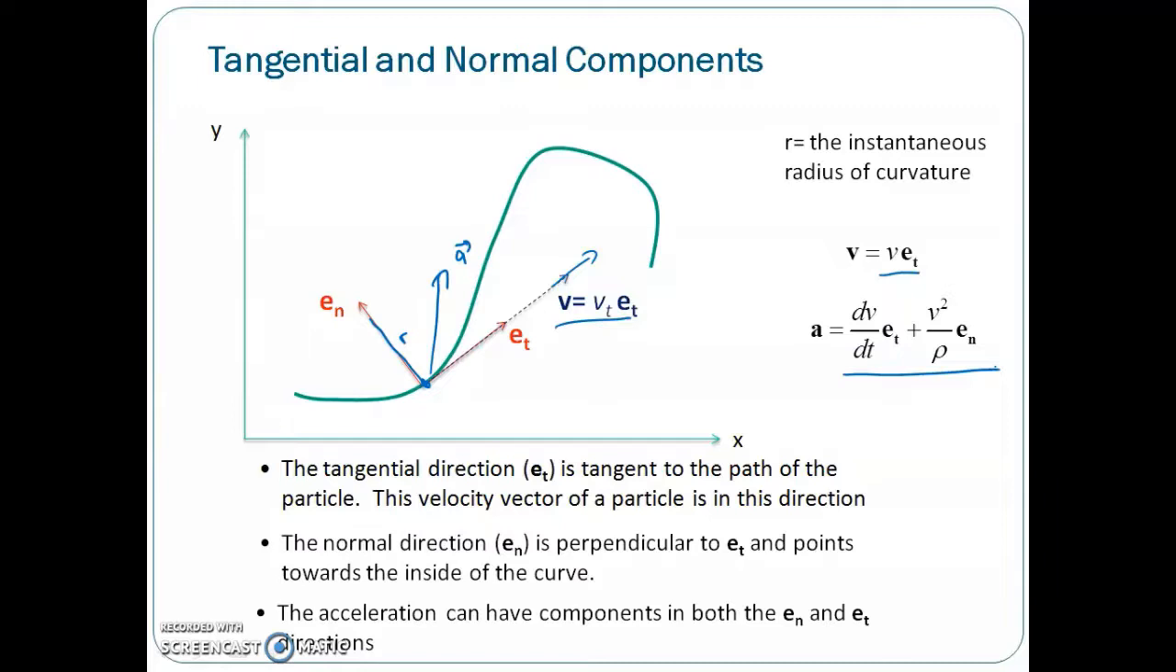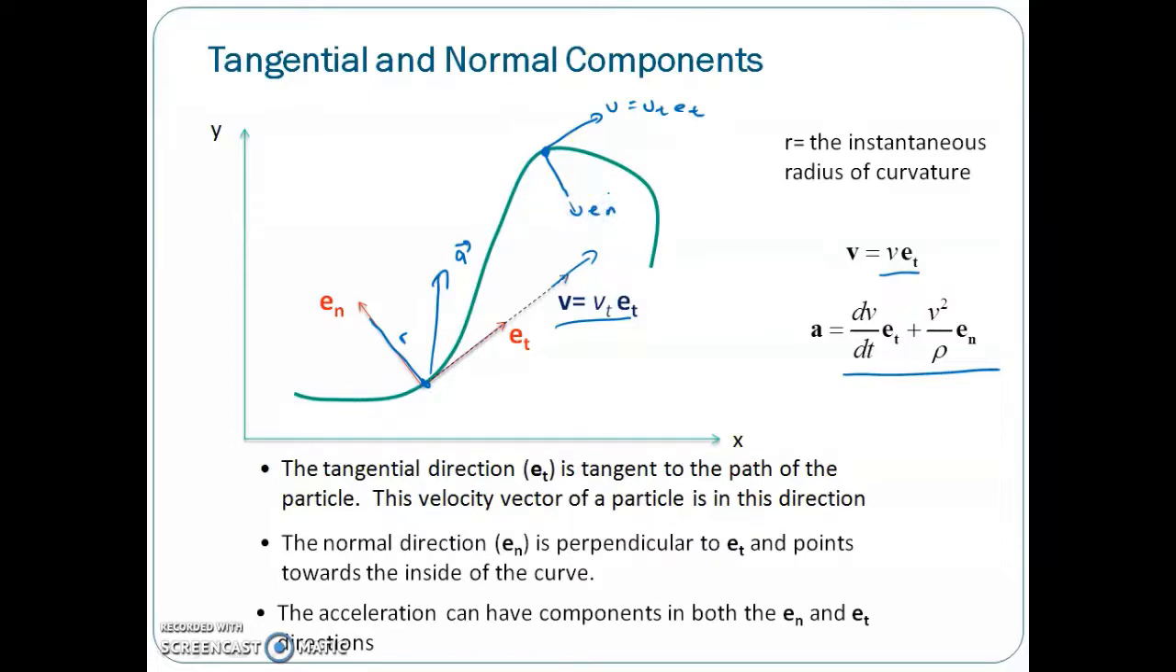So in the case where we have a particle at this particular point, we want to determine its velocity and also acceleration. At this particular point, we know that the velocity vector is tangent to the path of the particle, so this is our v equals to v_t e_t in this direction.